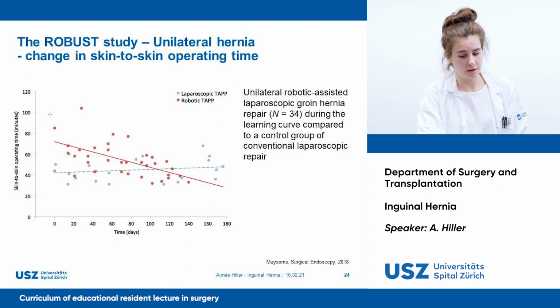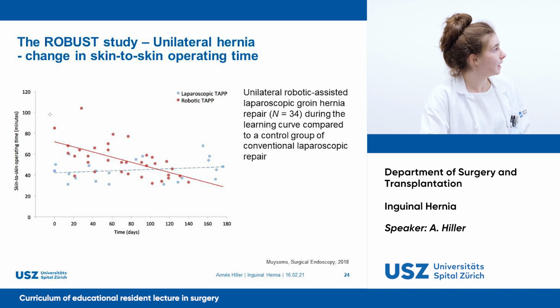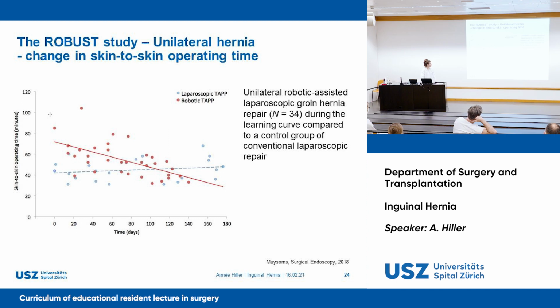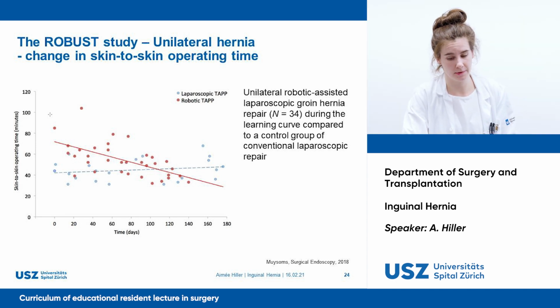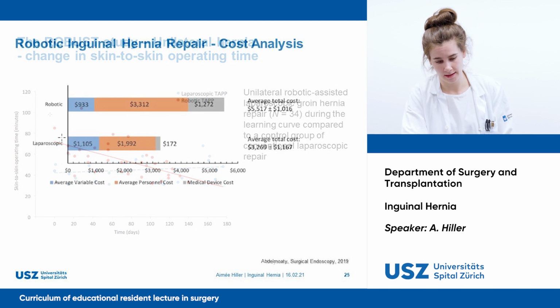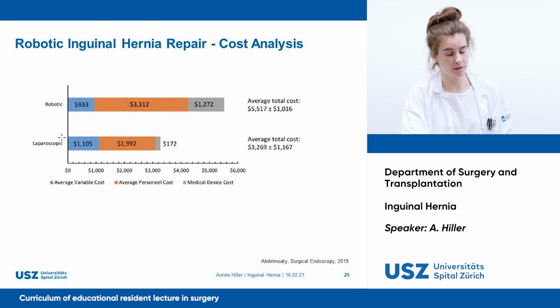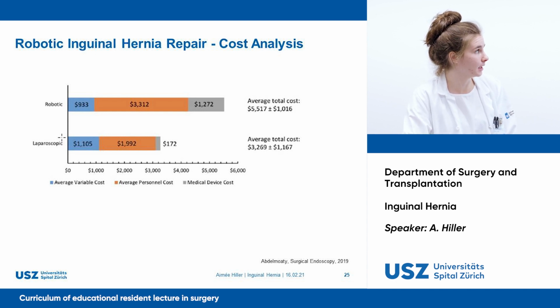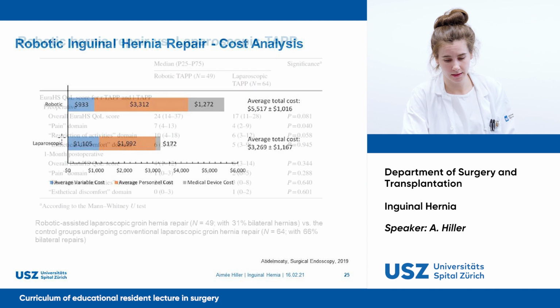In the Robot study, they compared the laparoscopic TAP to the robotic TAP, and as we can see, at the beginning they almost needed double the amount of time to perform the procedure, but at the end it was even faster. But a limitation to the study is that the surgeon who performed the robotic TAP already was a skilled laparoscopic TAP surgeon. And just to illustrate the costs, the main difference lies in the medical device cost, which basically represents the purchase and maintenance of the device.